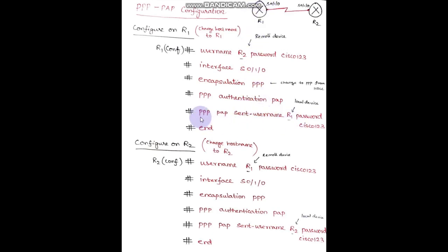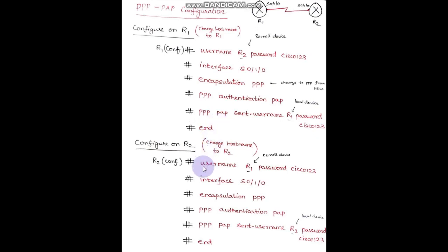The command is ppp pap sent-username R1. This R1 is the local device. Then password Cisco123. This password is case sensitive, already I told you. This password is for R2 and this password is for R1. Remember. That's all. End.